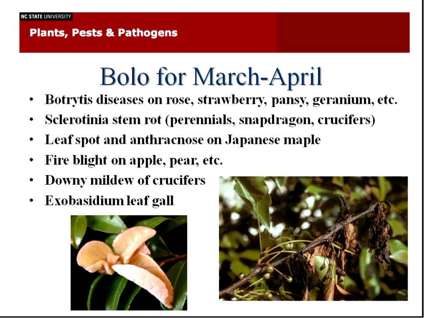Quickly then, what to look for in March and April. Botrytis diseases on a number of plants, strawberry, for example, on the fruit, rose can get on the cane, pansy, geranium in the greenhouse, sclerotinia stem rot, especially on our crucifers, but can get on a few other ornamental plants, such as snapdragon and some perennials, leaf spots and anthracnose on Japanese maple when they leaf out, fire blight on apple and pear, photograph on the right, downy mildew of crucifers, and exobasidium leaf gall, as you see in the photograph on the left. That would be on camellias and occasionally on azaleas and rhododendron.